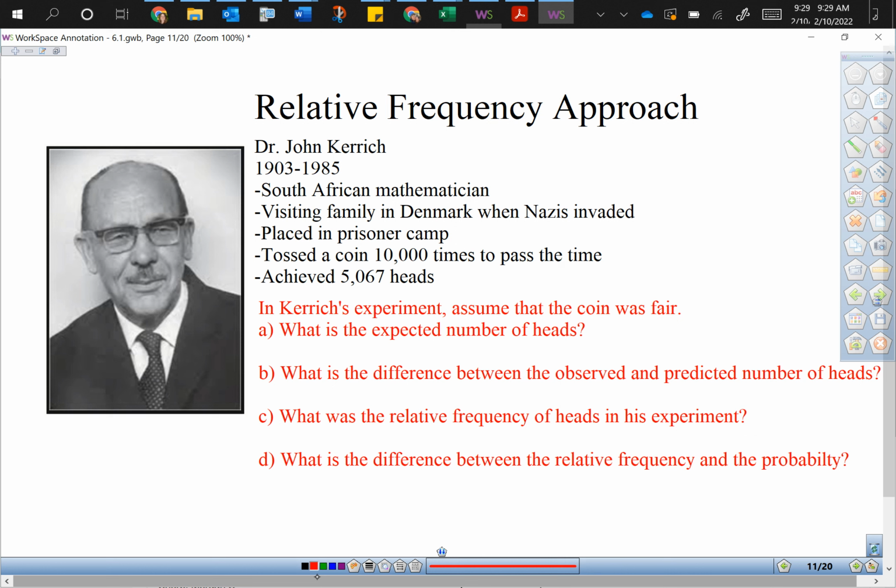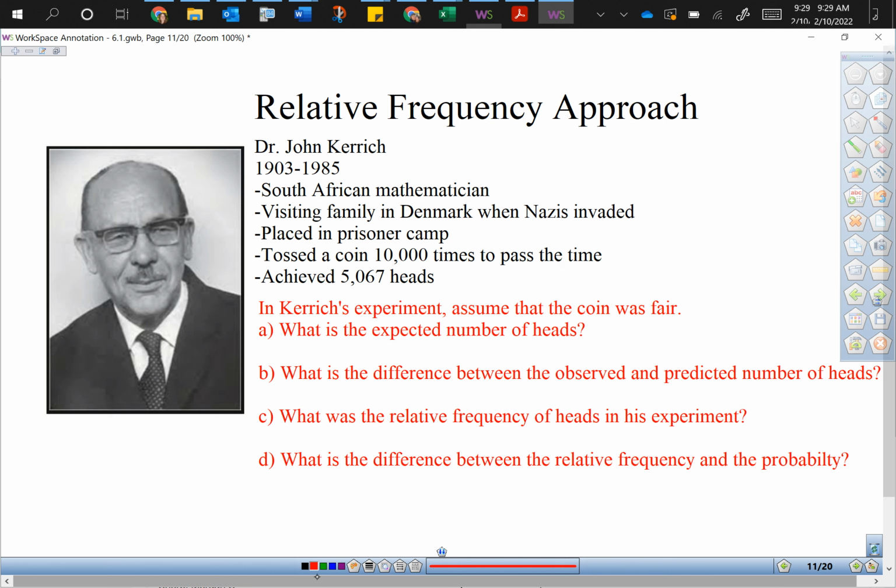Now, he did survive, obviously, but there was a lot of time to pass in that prisoner's camp. So he and another one of the prisoners that he felt comfortable with decided to toss a coin 10,000 times to pass the time. Now, we're assuming that this coin was fair. You also have to think this was during the Holocaust, right? So maybe the coin was nicked a little bit here or there, but for the most part, this coin was fair. After tossing that coin 10,000 times, he achieved 5,067 heads. So he would flip the coin and his partner would document. That way it stayed consistent. So he tossed it 10,000 times and he got 5,067 heads.